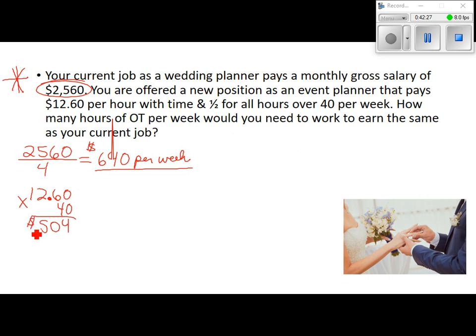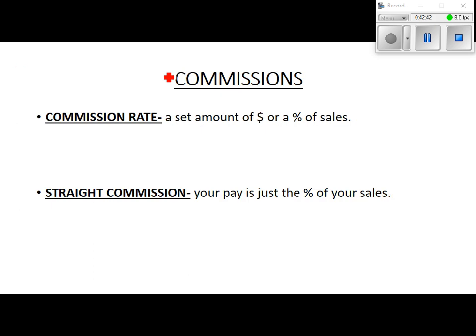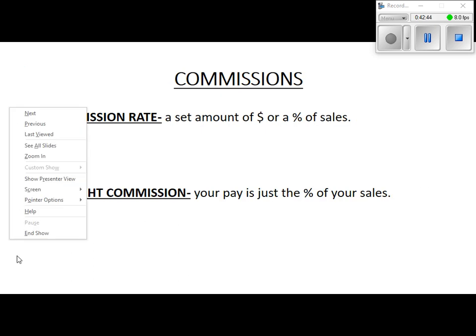So if we just work 40 hours, is this new job going to benefit us? No, we're losing about $135 or so. And that's why it asks, how many hours of overtime per week are we going to need to work to make as much or more money?